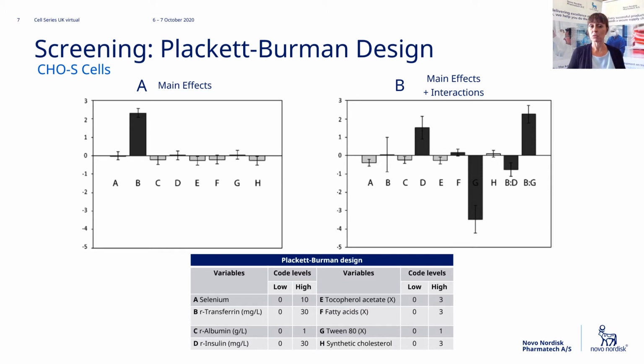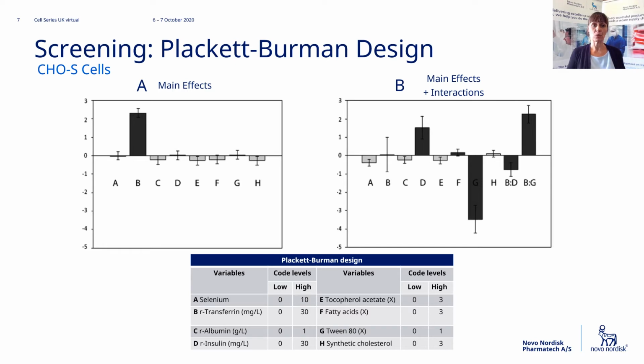Growth kinetics were followed every 24 hours during 8 days. That allowed to determine the maximum viable cell concentration for each condition tested. The 8 compounds were screened at 2 levels, a low level, meaning no additive, and a high level that was defined based on toxicity experiments.